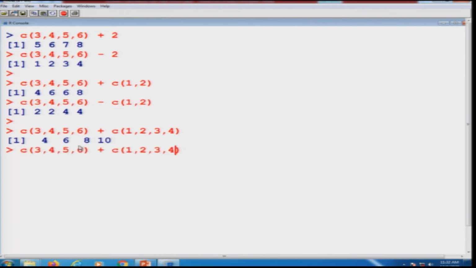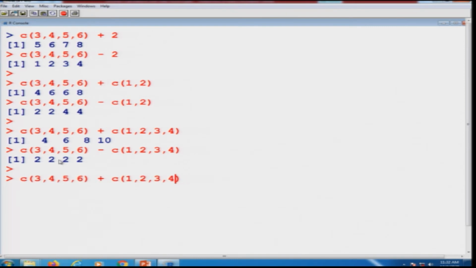And similarly, if you try to do a subtraction with the same data vector, the 4 elements 1, 2, 3, 4 are going to be subtracted from the first 4 elements of the data vector 1, and you get an answer: 3 minus 1 is 2, 4 minus 2 is 2, 5 minus 3 is 2 and 6 minus 4 is 2. So, this is how you can get these operations.